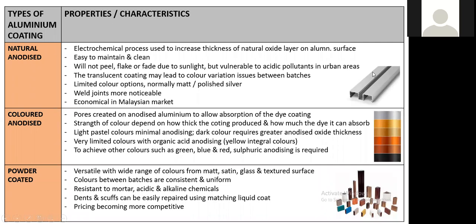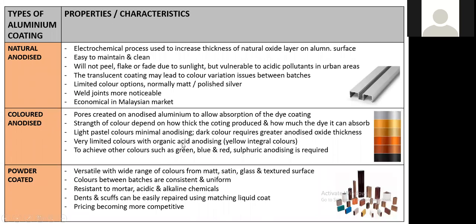So maybe this batch and that batch could be slightly different. I mean, there's some shading. Limited color options also, normally matte and polished silver. That's it. And weld joints are more noticeable because once you weld, it's the end product, ready. Okay, economical in the Malaysian market.